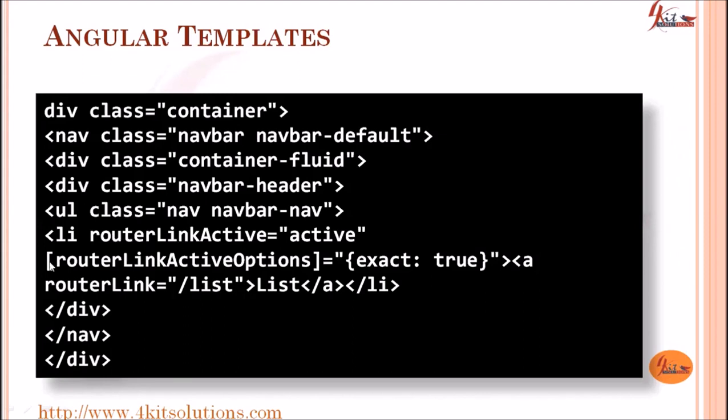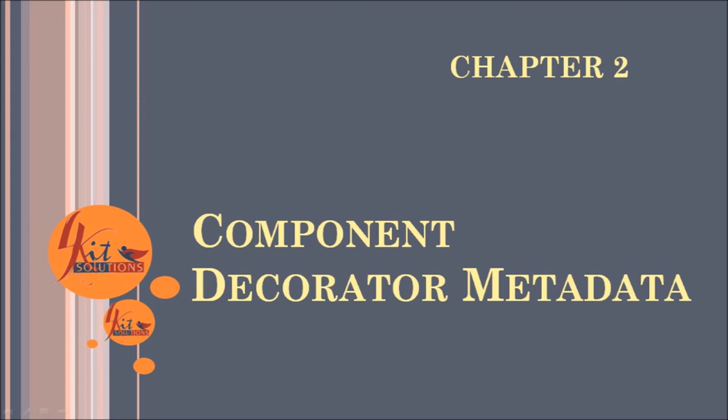But this, routerLinkActiveOptions equal to exact. This is my Angular code. This routerLinkActive equal to active, routerLink equal to. So this is my Angular code. So a template is basically an HTML file, along with some Angular code. Okay, so this is my routerLinkActiveOptions. This is my Angular code.